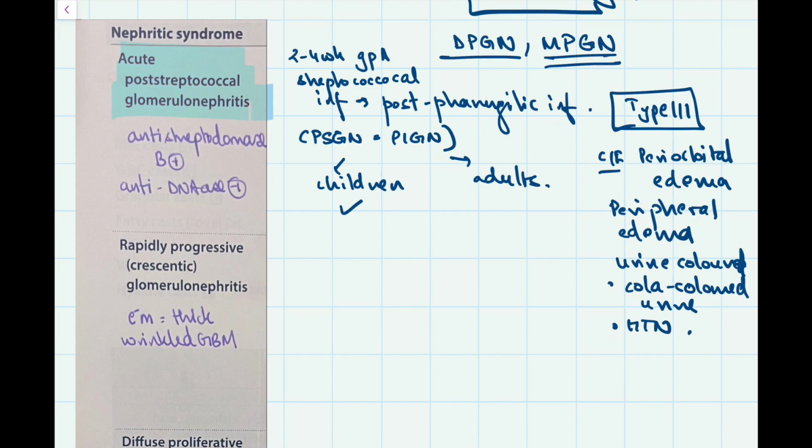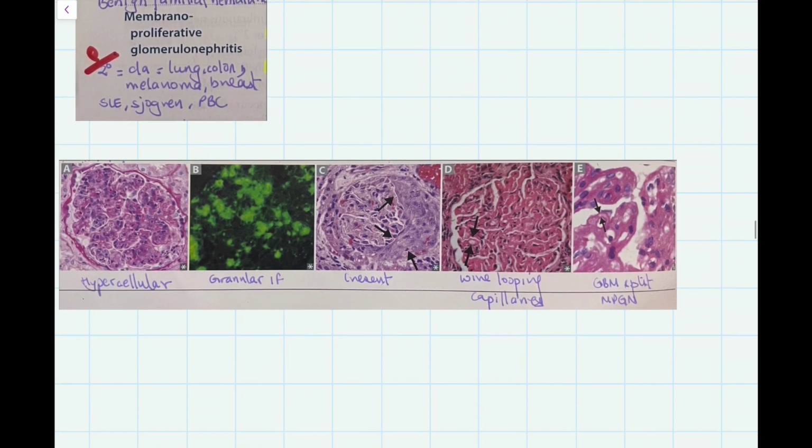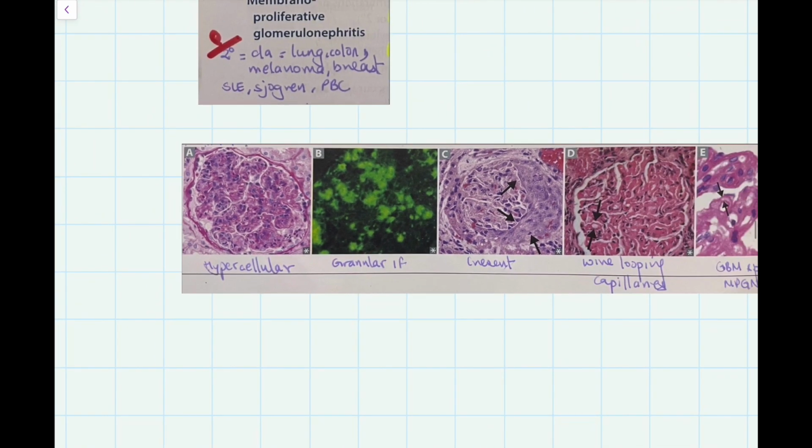If you look at the titers, then the patient would have positive strep titers, that is the presence of anti-streptolysin O and anti-DNase B, along with a decrease in the complement levels. Why? Because they are getting consumed due to the bacterial infection. The features are, on light microscopy, hypercellular glomeruli, that is an increase in the cells. So here, if you see the glomerulus, you can see that the cells are increased.